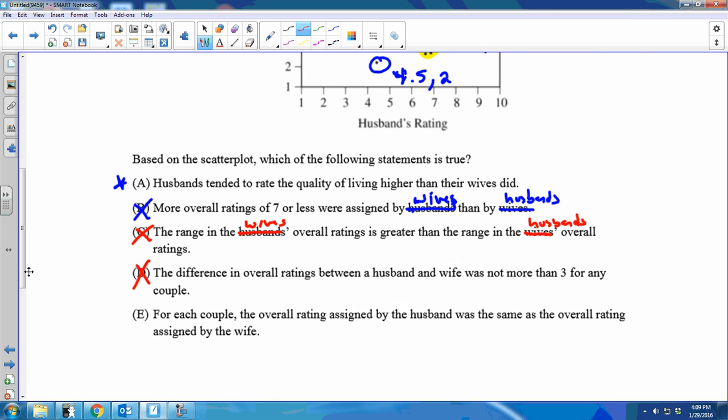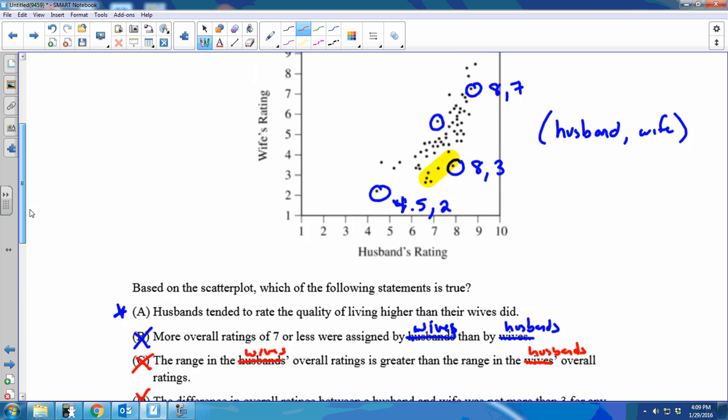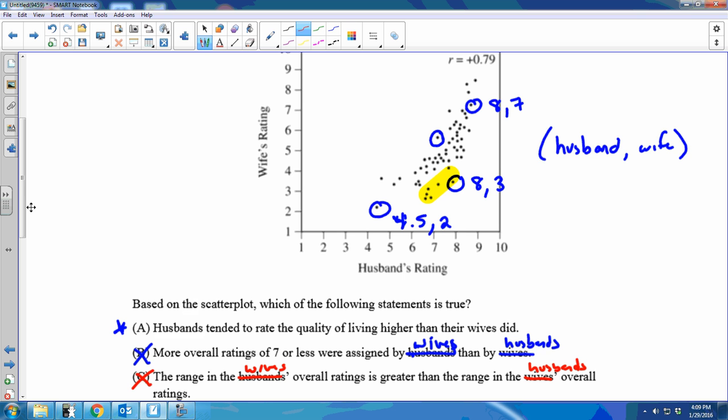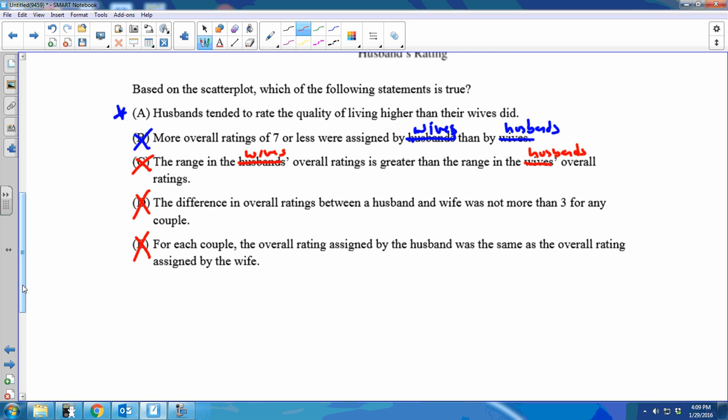And then E, for each couple, the overall rating assigned by the husband was the same as the overall rating assigned by the wife. Well, you can look at the points I just had. The ratings are not the exact same every single time. So E can't be a choice either. So A definitely was the right choice.